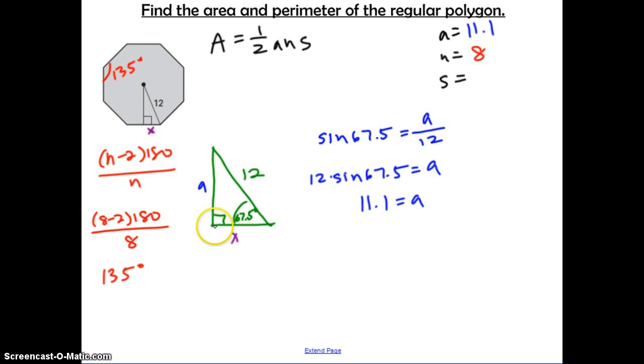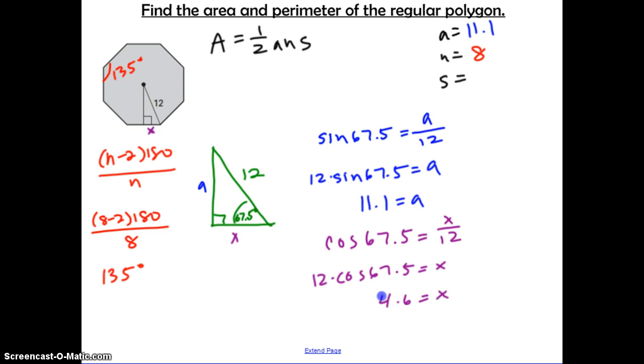Then, when we solve for half of the side length, we want to use the adjacent side and the hypotenuse. So we have cosine of 67.5 equal to x over 12, multiply both sides by 12, and then we get x is equal to 4.6. Now remember, x is only half of the side length, so we're going to need to take 4.6 and then multiply it by 2 in order to get the side length. So our side length is actually going to be 9.2.